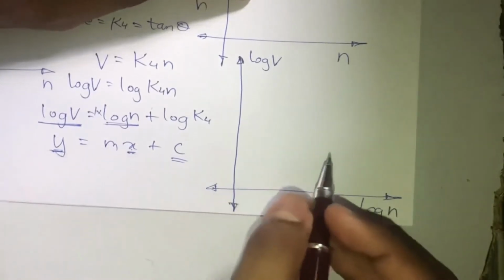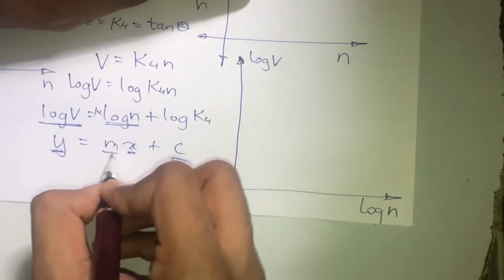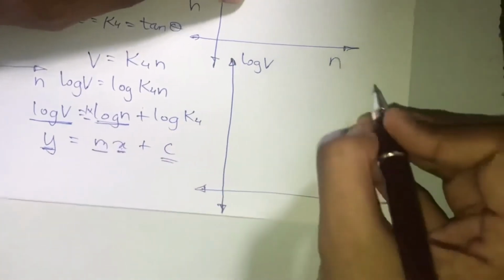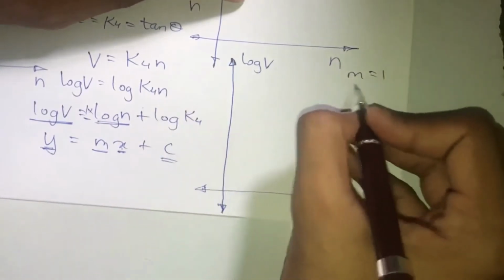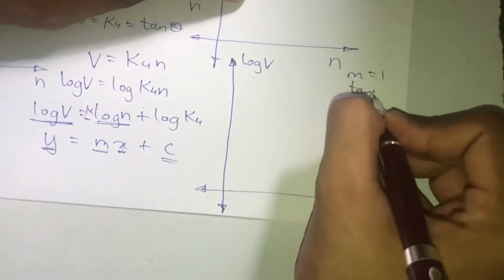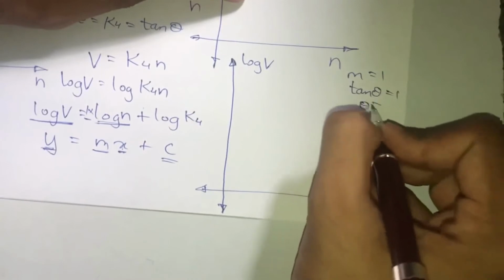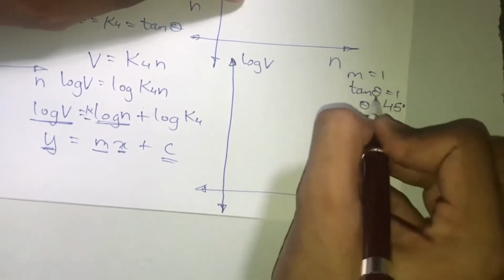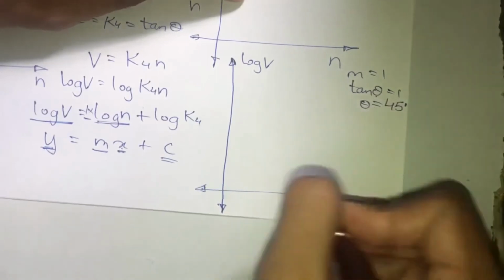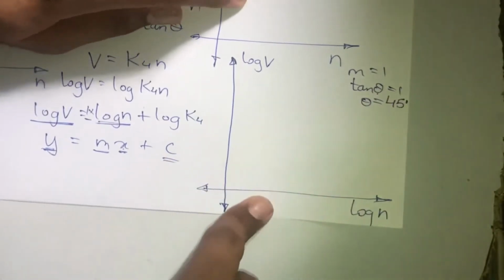Similarly, the slope of the line m is nothing but equals to 1. So m is equals to 1. And what is the formula for finding m? m is nothing but tan theta is equals to 1. So theta turns out to be 45 degree. So theta will become tan inverse of 1, which is equals to 45 degree.